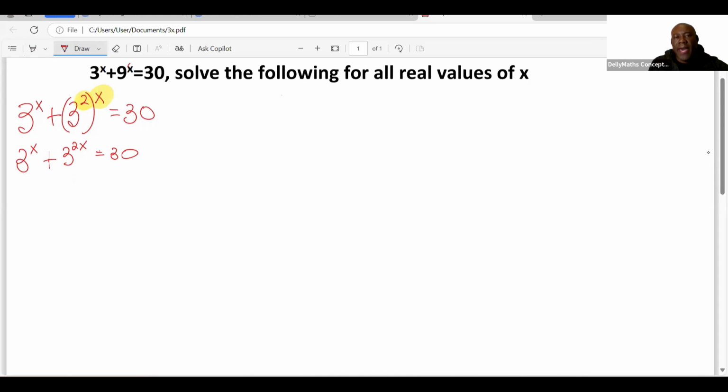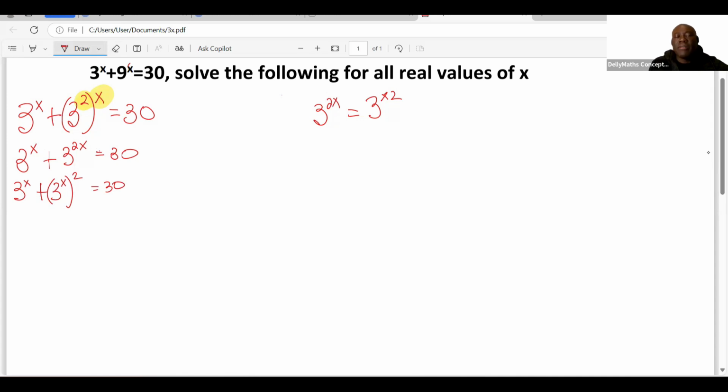Now, let's take a look. If I have 3 raised to the 2x, I'm able to rewrite it as 3 raised to the x, then squared, because multiplication is commutative. So 2x is the same as x2. I'm doing that because I want to approach my question like this: 3 raised to the x plus (3 raised to the x) squared is equal to 30. So that's what we really have there.